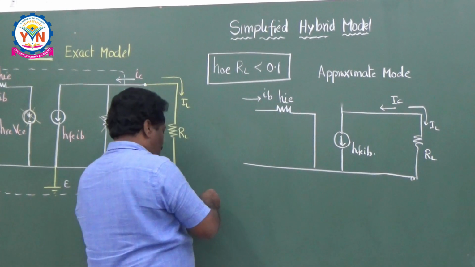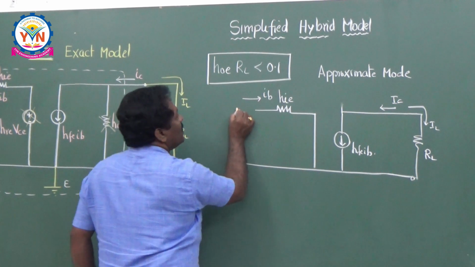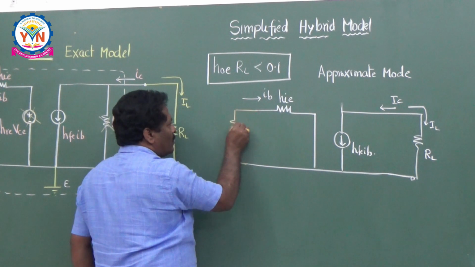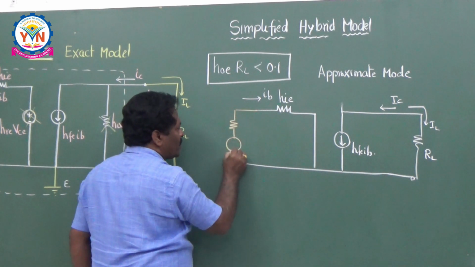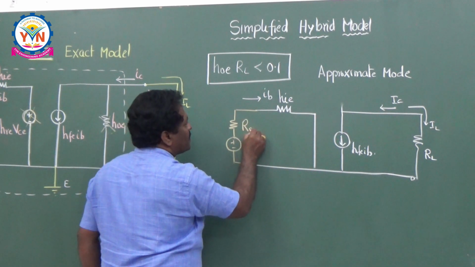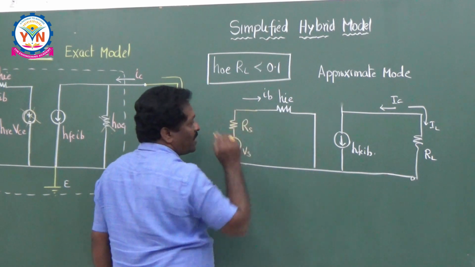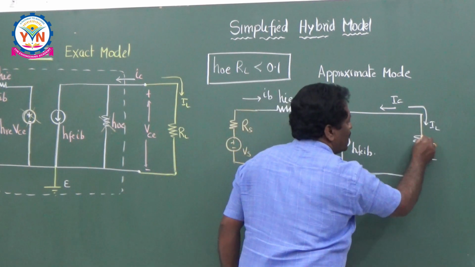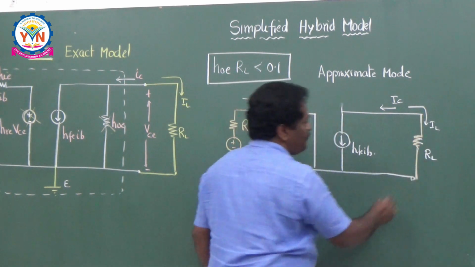So, as usual you connect the sources. What are the sources? At the input you have to connect a source with a source resistance. So, this is Vs in series with the resistance Rs. So, this is HIE and this is HFE times IB, and here you have already connected RL like this, RL.